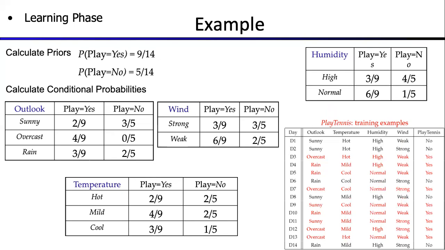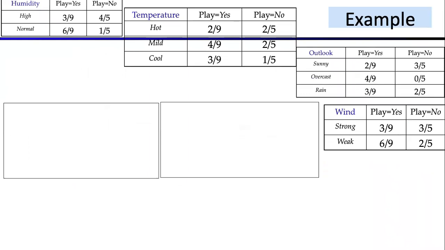Okay. And that's what you call the learning phase. So in the learning phase, from the data, you calculate these things and you keep them with you. Okay. You calculate the priors, you calculate the conditional distributions, and you keep those conditional distributions with you for use in inferencing. Okay, so let's take an example that we have.